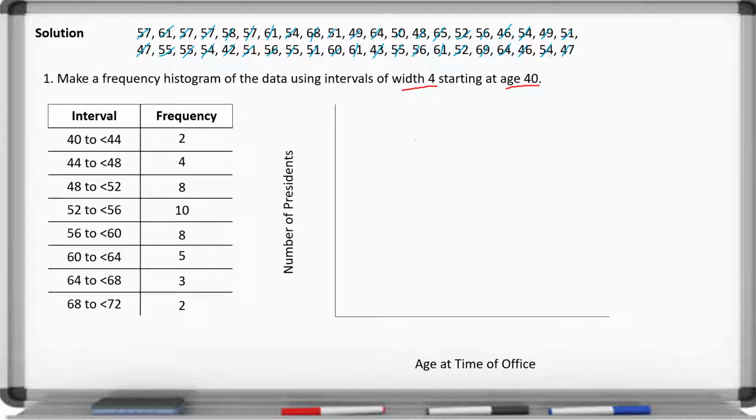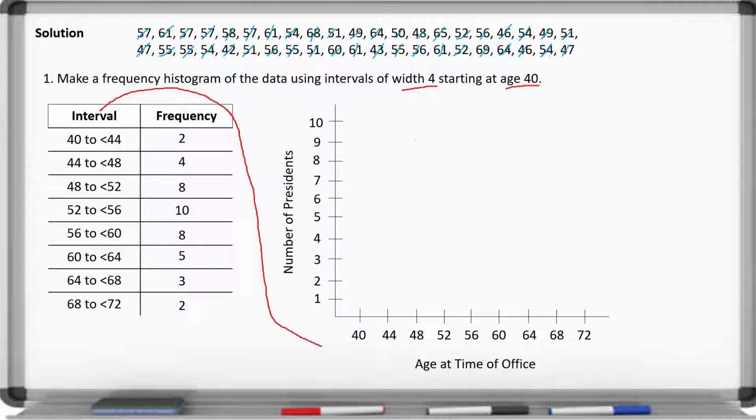So now we can go ahead and develop the histogram. On the y-axis, we have the frequency, which is the number of presidents in this example. On the x-axis, we have the interval, which is the age at the time of office. Then we have to develop our scale. For the x-axis, you're always going to use the intervals that you developed in your frequency tables. For the y-axis, I just went from 1 through 10 because the highest number here is 10 and the lowest number is 2. You generally want to start at 0 for the y-axis.